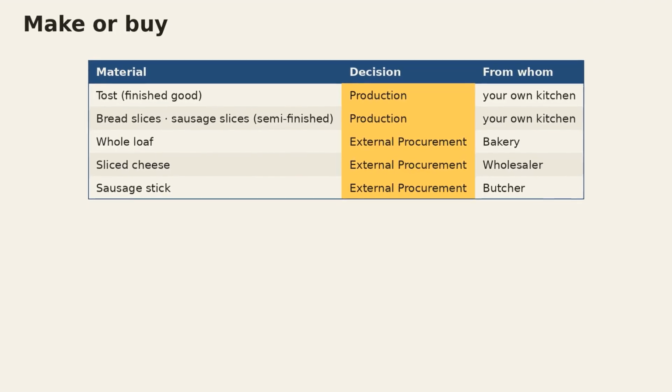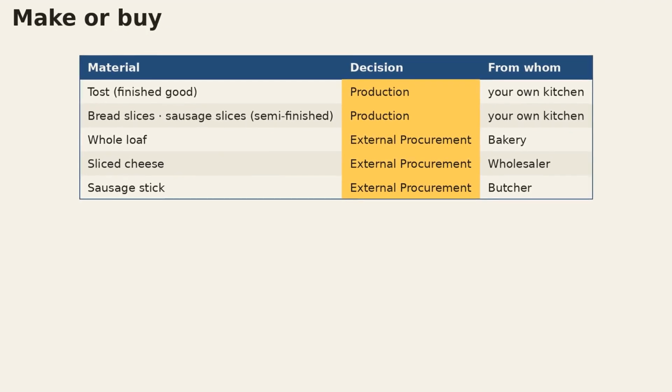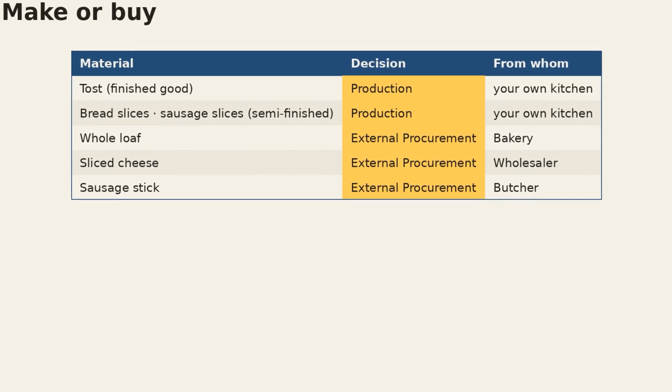Once you know your requirement, a second decision follows. Do you meet every requirement the same way? No. Make or buy. SAP calls this the procurement type, and you choose one for every material.